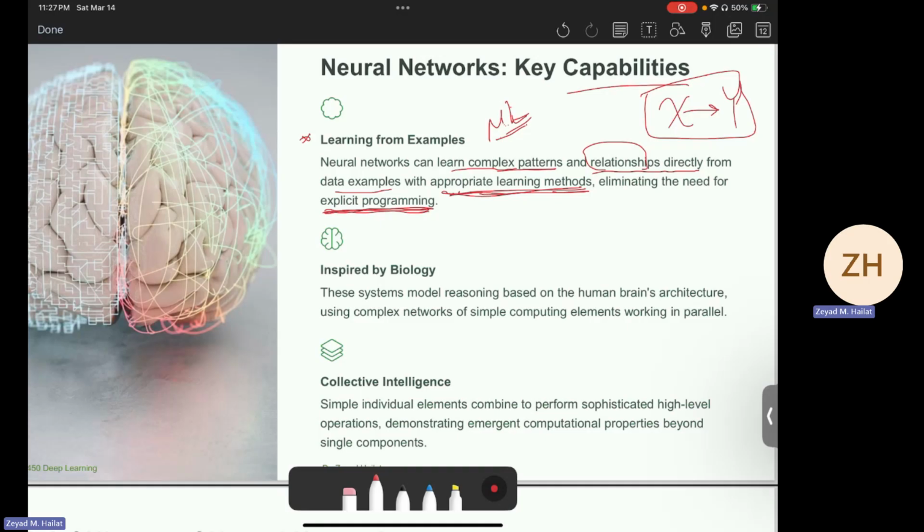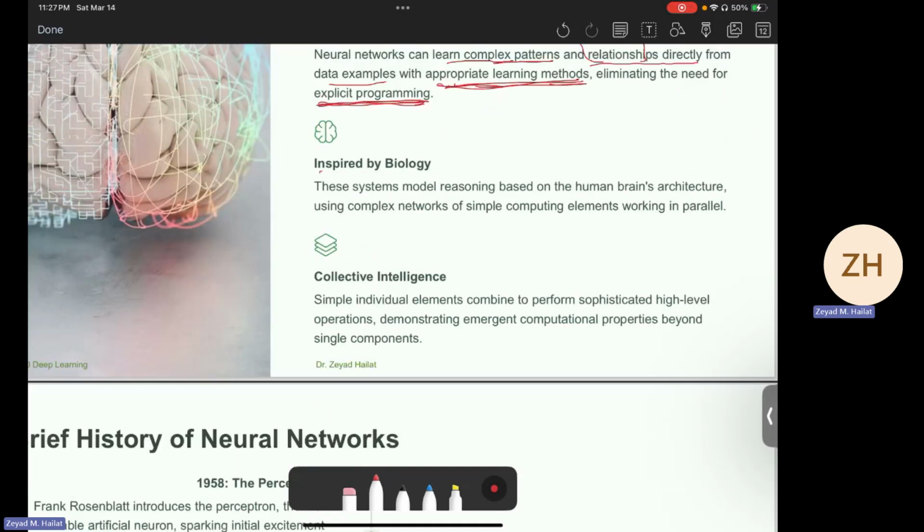It will be implicit. Inspired by biology. So this has been inspired by biology. These system models reasoning based on the human brain architecture. So it's very similar to the human brain, how the human brain is functioning, using complex networks of simple computing elements working in parallel. And this is key. Just keep this in mind. So we're talking about primitive or simple computations that happen in parallel.